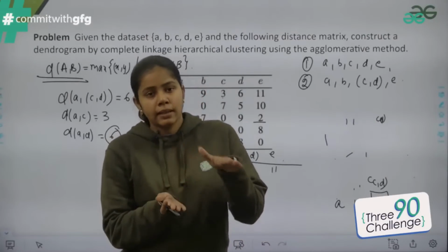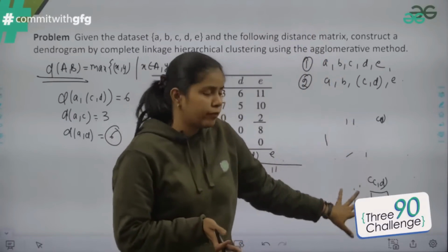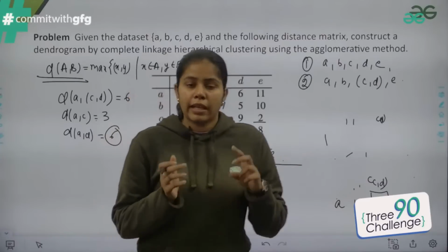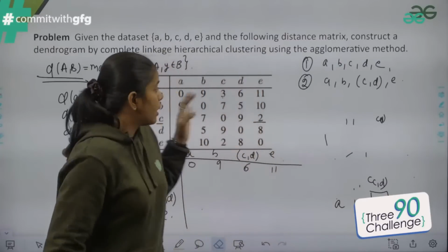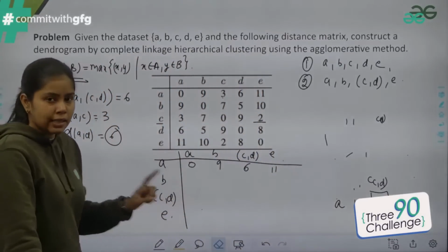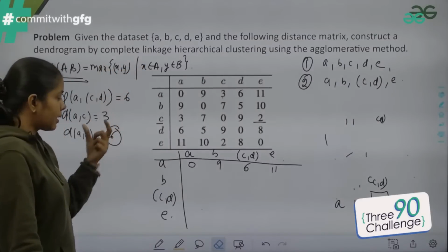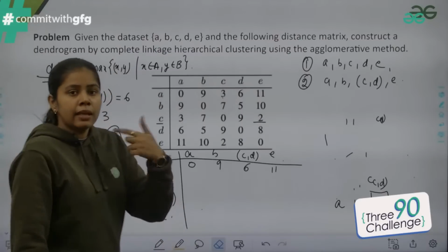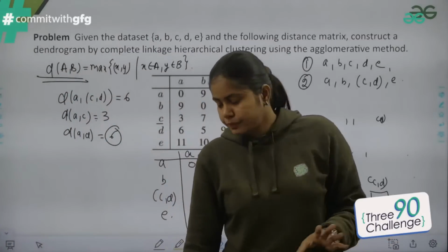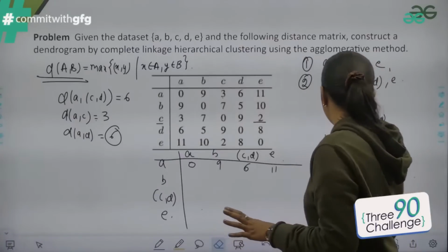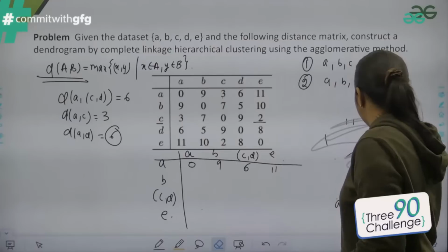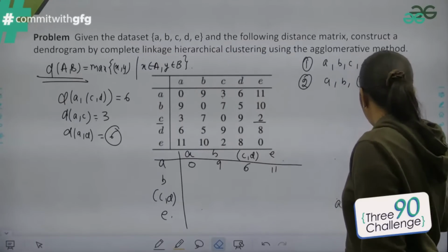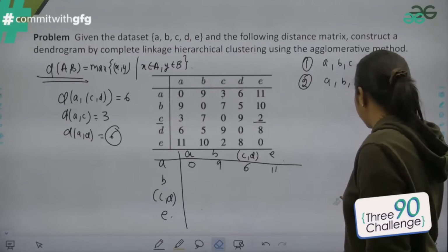So our hierarchical clustering is stepwise, and this type of diagram we'll say is my dendrogram. Right? So that's what we are doing here. There are two types of hierarchical clustering: complete hierarchical clustering and single hierarchical clustering. In complete, when we are taking distance between two groups, we'll take the maximum distance, and in single, we'll take the minimum distance. Right? So I hope it is clear. Let's see this question, then it will get clear to you how hierarchical clustering works.